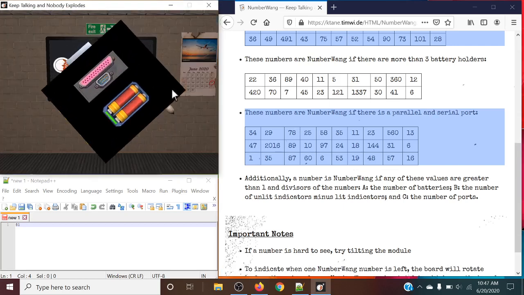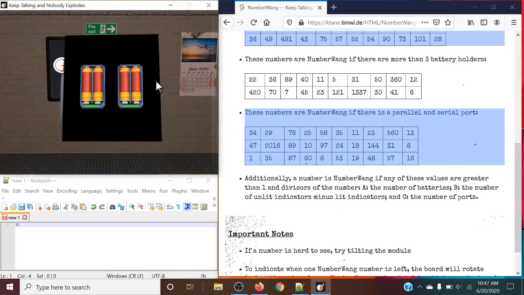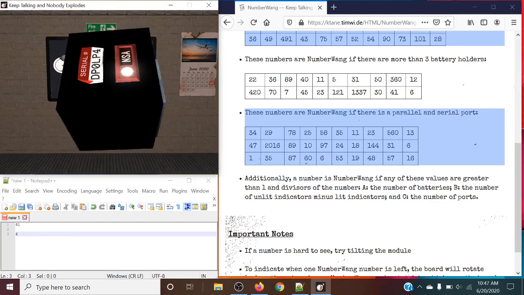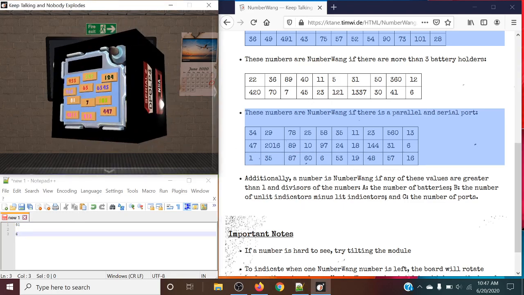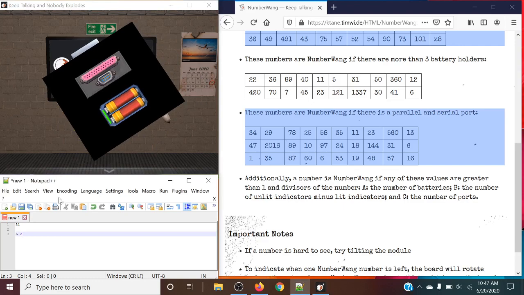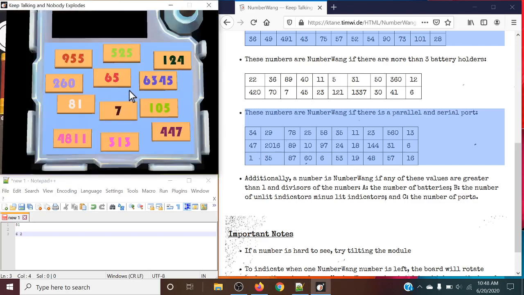So let's check. First off, any of the values greater than 1, number of batteries is 6. We have 6. 6, that could be a potential divisor. Number of unlit minus lit, we said we had no unlits. That's already off the board. And number of ports, we have 2 ports. So once again, we can already press all of the even numbers, and that should probably solve it after that.